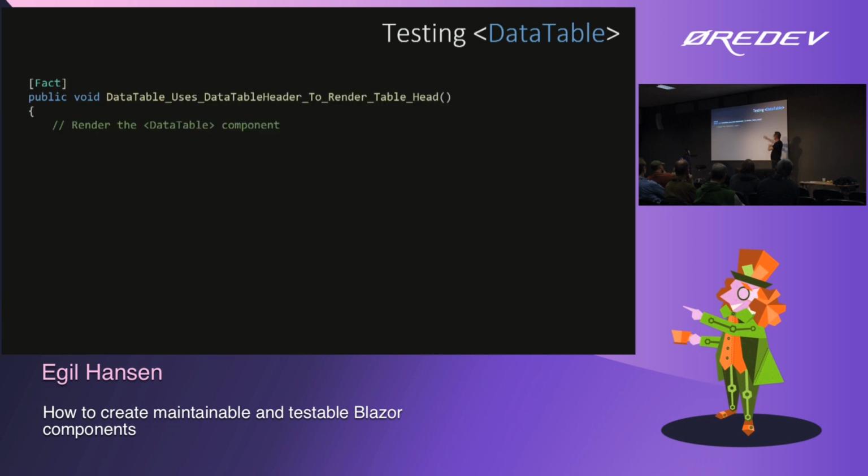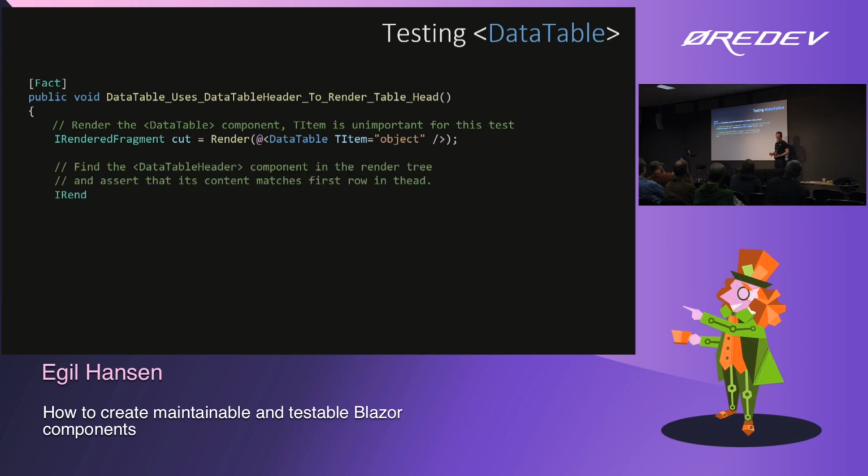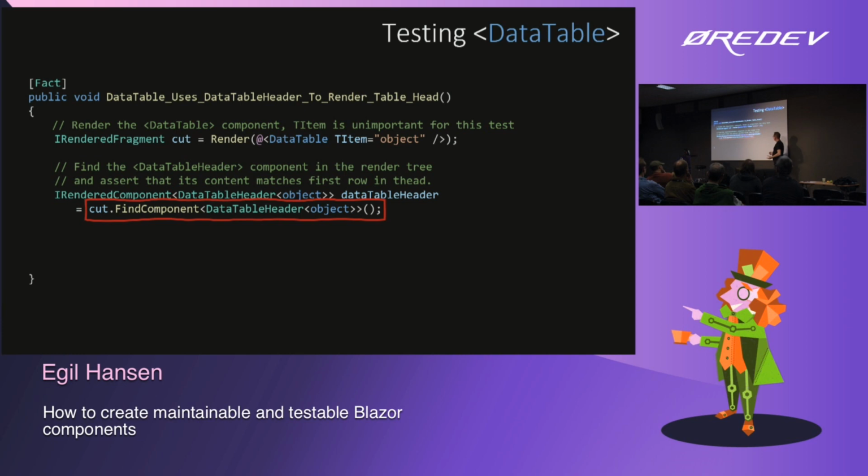Now, we can also write a test, "data table uses data table header," to render the data table head bits, to verify that the data table component is using the data table header component correctly to render out the header. And we do that by going in our test into the component tree using the find component method, and that will tell bUnit to go and find a child component of type data table header underneath the data table component.